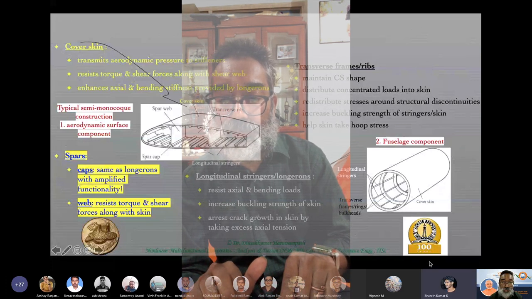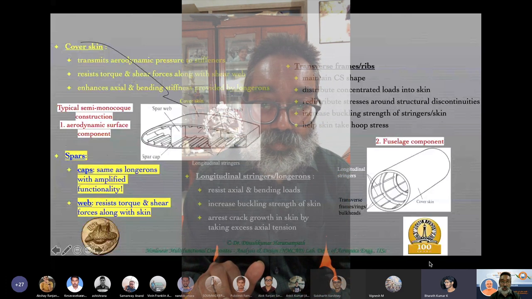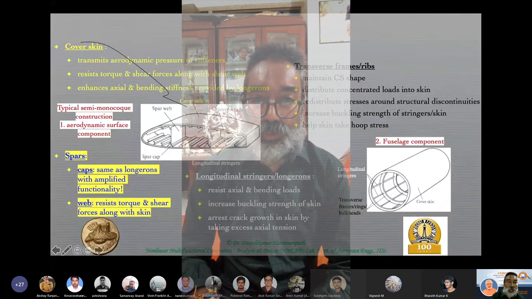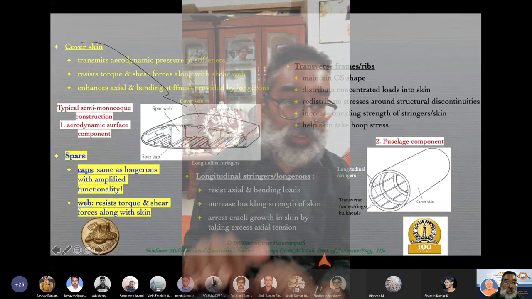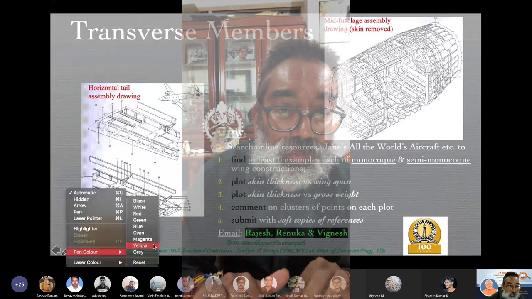Sir, can you explain again how the crack growth is arrested in both the cases, in both longitudinal stages and also in the ridge? Sure, yeah. So let me try to draw it over here itself.